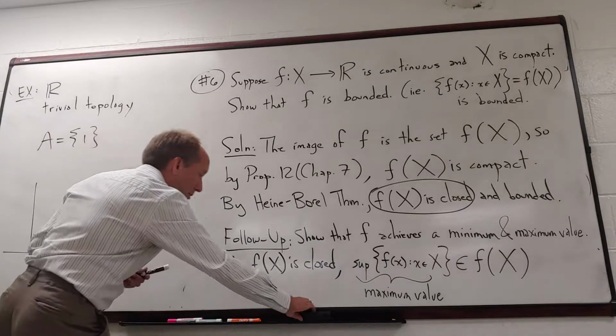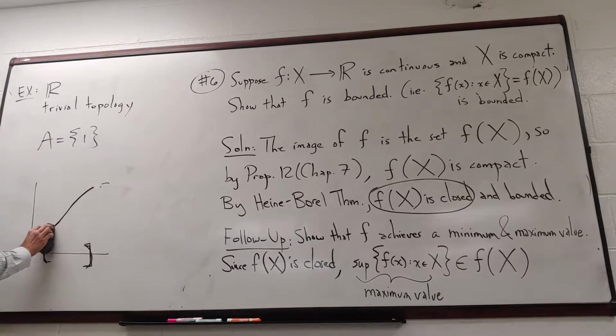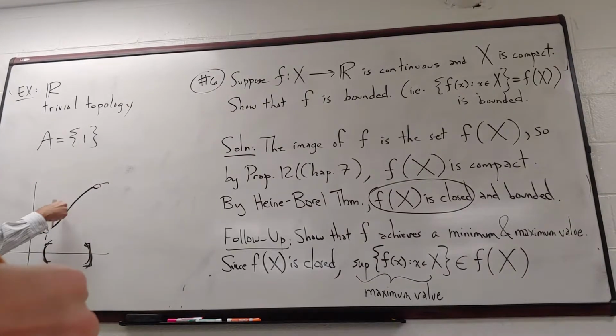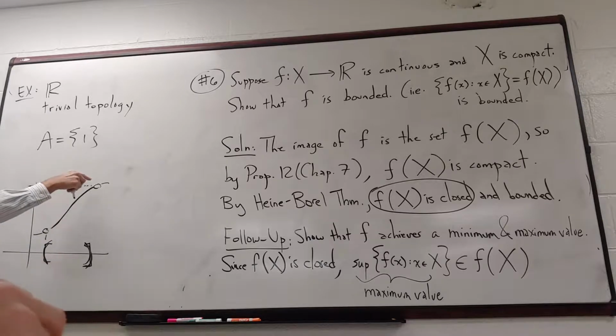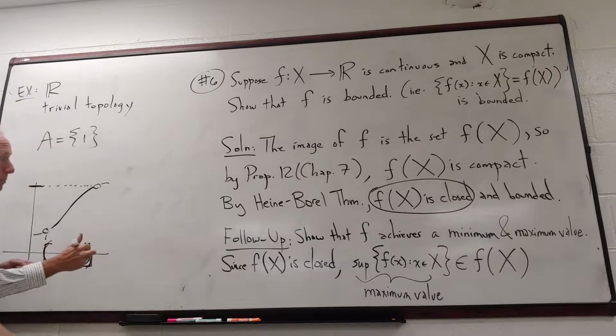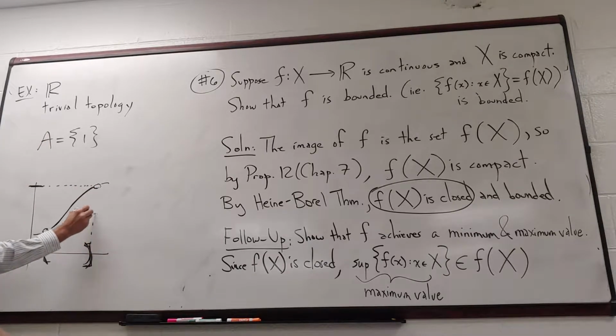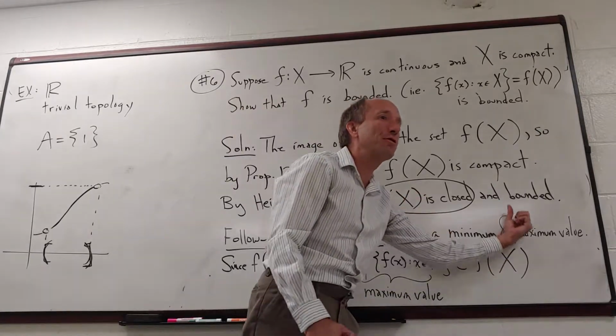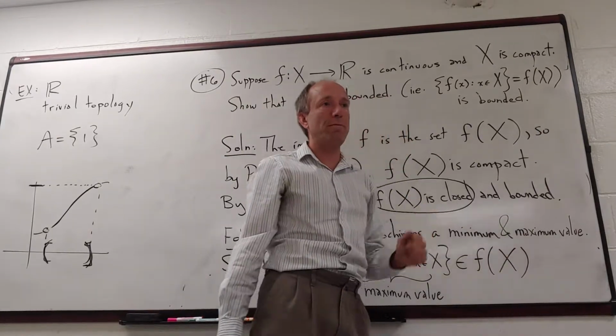See, even if I go back to this again, if I go back to the open interval, right? The supremum of this set of values, it does exist. It's right here. This is the supremum of that set of values, but that supremum is not f of something because this point doesn't exist in my domain now. Right? But because the set is closed, this supremum is actually f of something. It's in the image of the function.